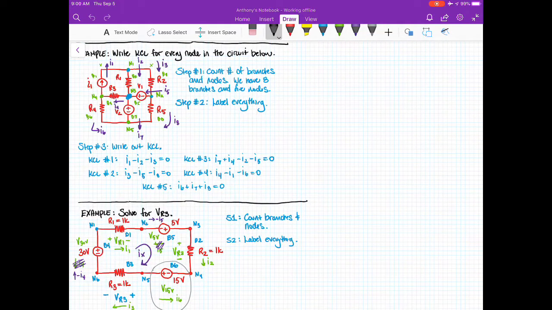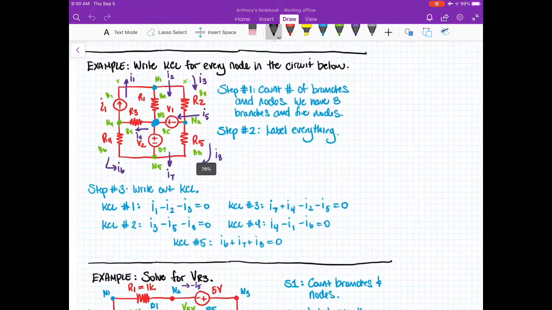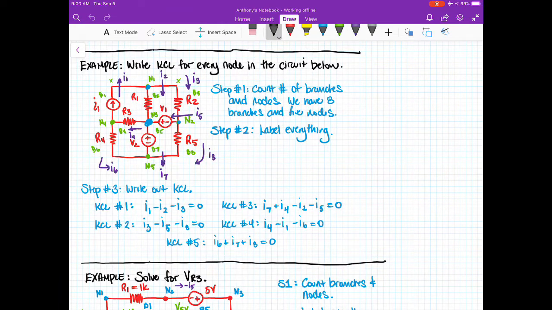However, we also spent some time looking at more complex circuits and writing out the equations, the relevant expressions for them. I think the example I'm really focusing on here is this example, where we had a relatively complex circuit and we spent some time writing out the KCL, Kirchhoff's current law expressions for that circuit.